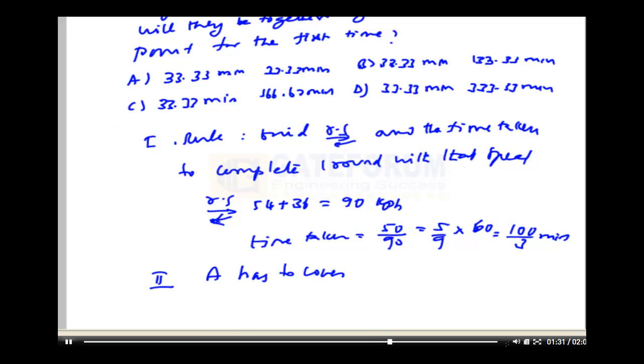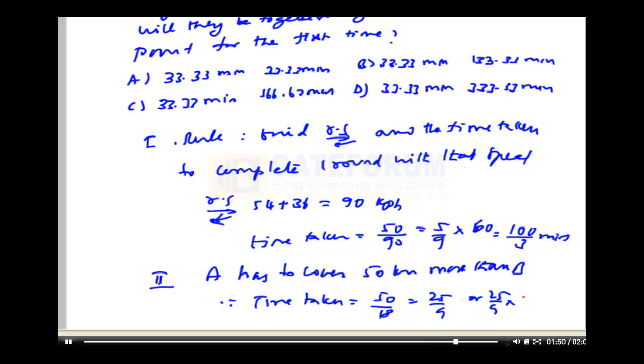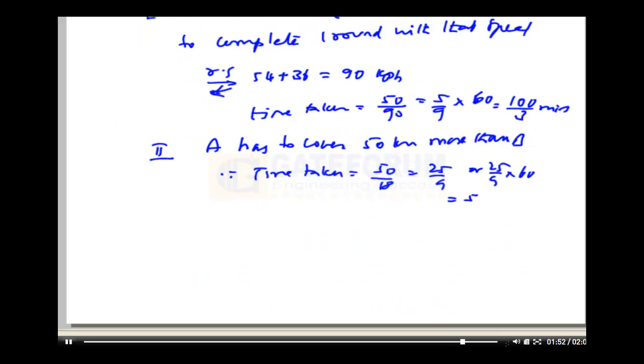Second one. A has to cover 50 kilometers more than B to meet at the starting point. So time taken is 20/18 or 25/9, that is 500 by 3 minutes. Option is C.